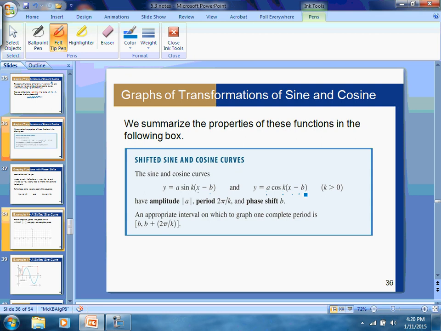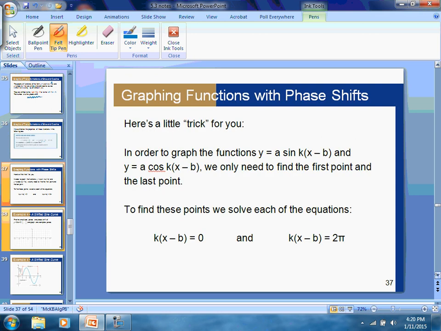Okay, now the trick with the phase shift is that traditionally the period for a sine or a cosine curve is from 0 to 2 pi. So you're going to take that x minus b value and set it equal to 0. And then you're going to set it equal to 2 pi. And then you're going to solve. Okay? So that will tell you where your graph starts and where your graph finishes for one period.